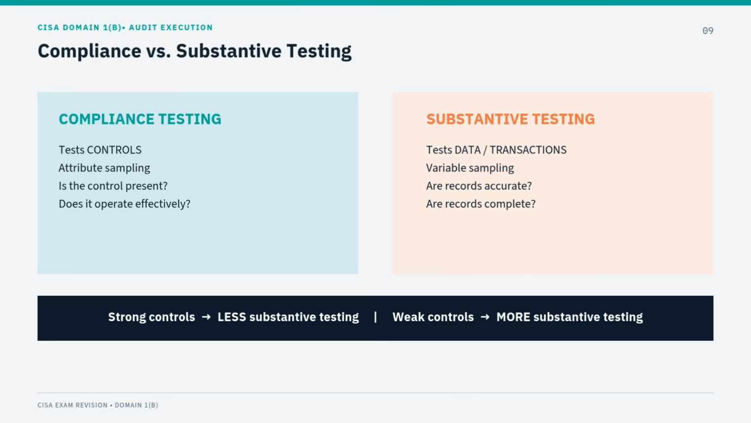Now, compliance versus substantive testing. Compliance testing evaluates whether controls exist and operate effectively. Substantive testing evaluates the accuracy and completeness of data or transactions. A key exam relationship is strong controls generally require less substantive testing while weak controls require more substantive testing.